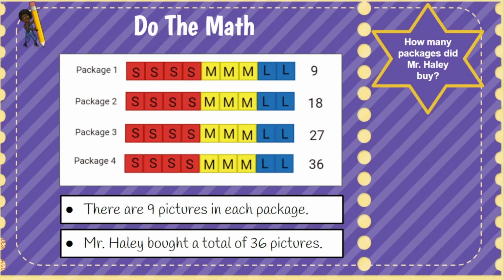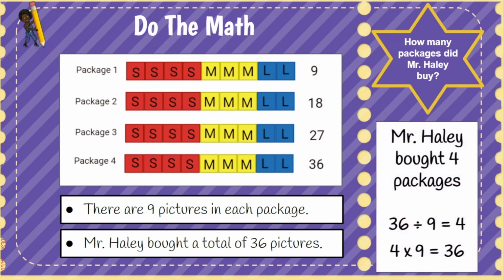Here we have 9 pictures represented for each package: the 4 small pictures, the 3 medium pictures, and the 2 large pictures. We kept creating packages until we reached our total of 36 pictures in all. Once we reached that total, we see that Mr. Haley bought 4 packages.